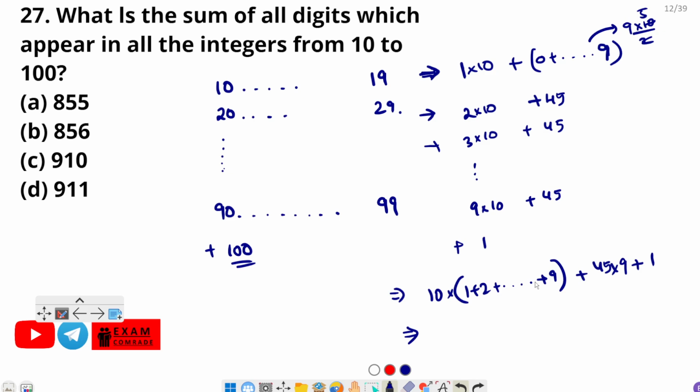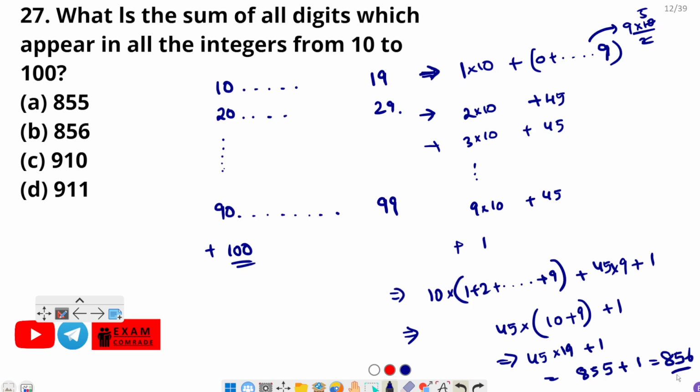So 1 plus 2 plus 3 up to 9 can be written as 9 into 10 by 2, that is 45. So 45 into 10 plus 45 into 9. So taking 45 common, 45 into 19 plus 1. 19 5 is a 95. 19 4 is a 76. 76 plus 9, 85 plus 1, that is 856. The option is B.